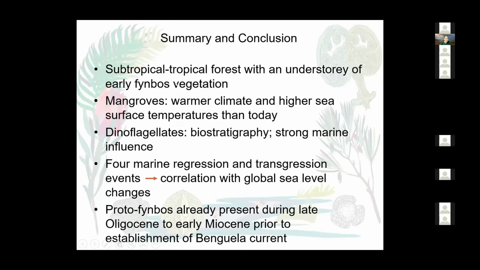This study affirms the existence of subtropical to tropical forests with an understory of early fynbos vegetation. The presence of mangroves indicates that the climate was warmer and sea surface temperatures were higher than today. And dinoflagellates help us determine the biostratigraphy, or the age of the deposits. And they also show us that there was a strong marine influence on the paleo environment.